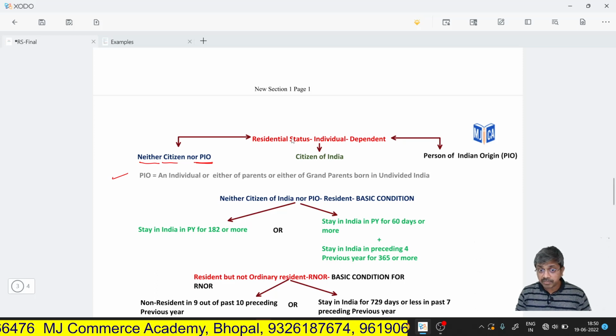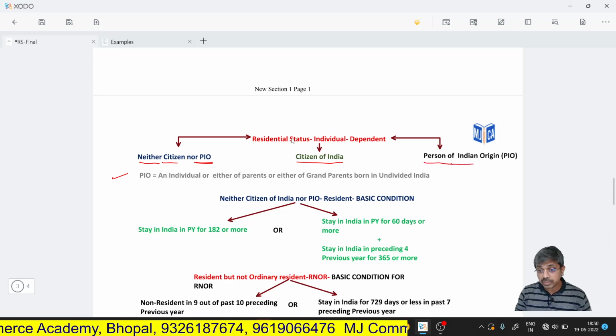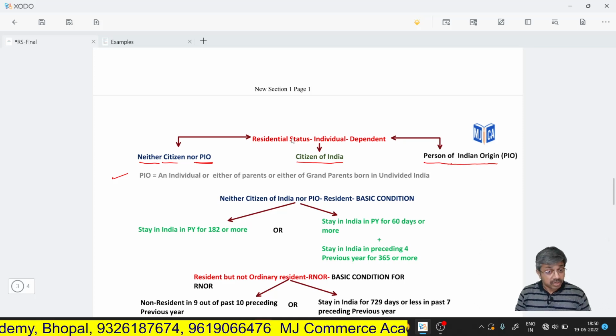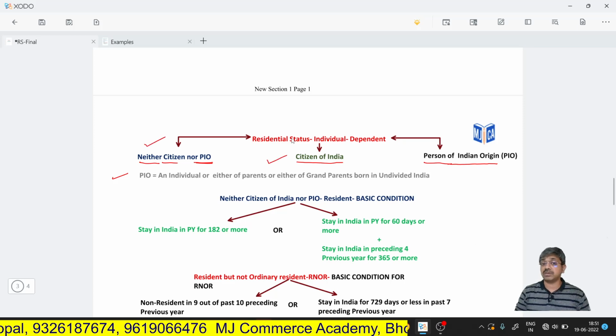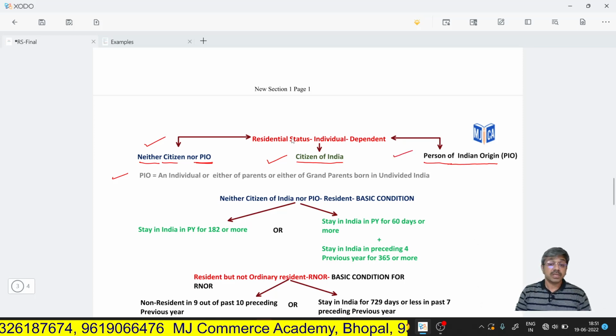Then we divide individuals being a citizen of India: how to determine the residential status of an individual who is a citizen of India. Then comes the third category: how to determine the residential status of an individual being a person of Indian origin. Whenever a question comes on determination of the residential status of an individual, we should first of all see whether the individual is a citizen of India, or whether the individual is a person of Indian origin. Then accordingly we should proceed to determine the residential status.